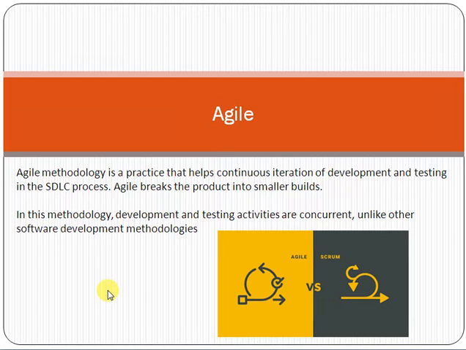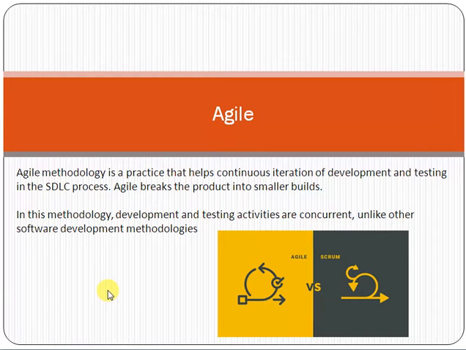SDLC means we have to plan, we have to develop, we have to test, and we have to deploy each and every project. These are the phases we must go through in every software project. That is called SDLC. Now, what is agile actually? Agile is the approach which we use to manage or develop software projects.